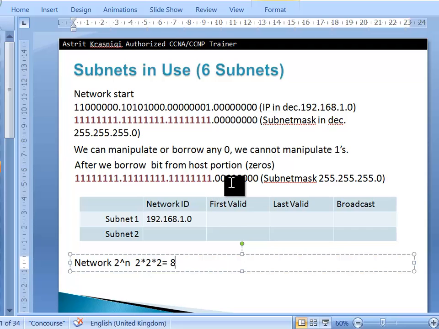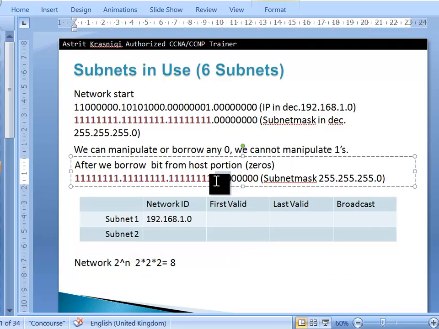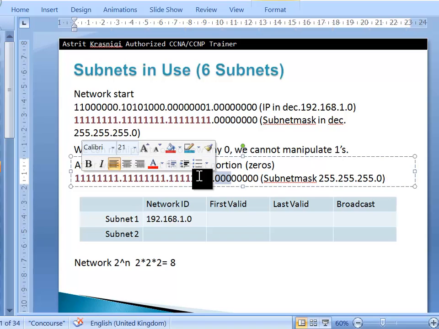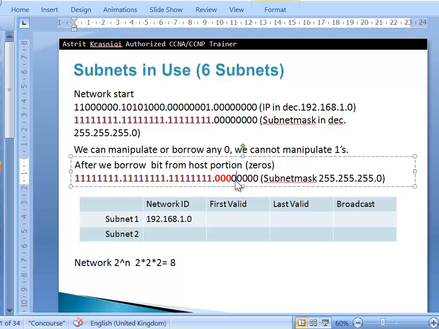Now we're gonna borrow 3 bits like this to create at least 6 networks or 6 subnets. We're creating 8, but that's the closest we can get. So let's borrow 3 of these bits. I'm gonna change these to ones: 1, 1, 1. Okay, we've done that.